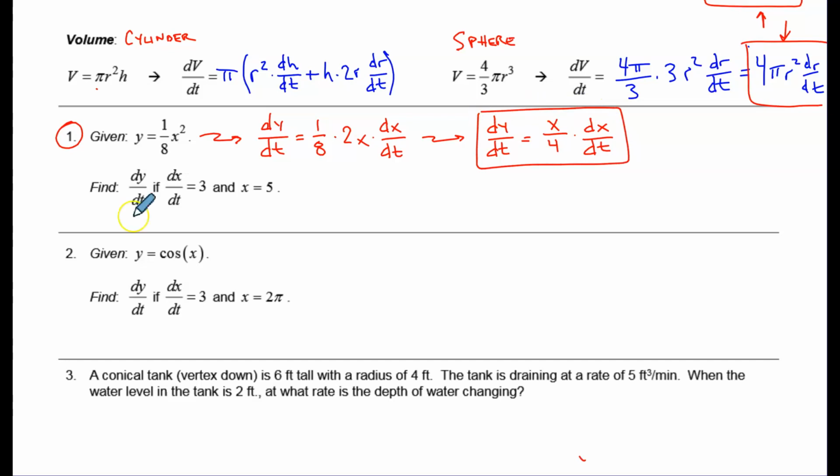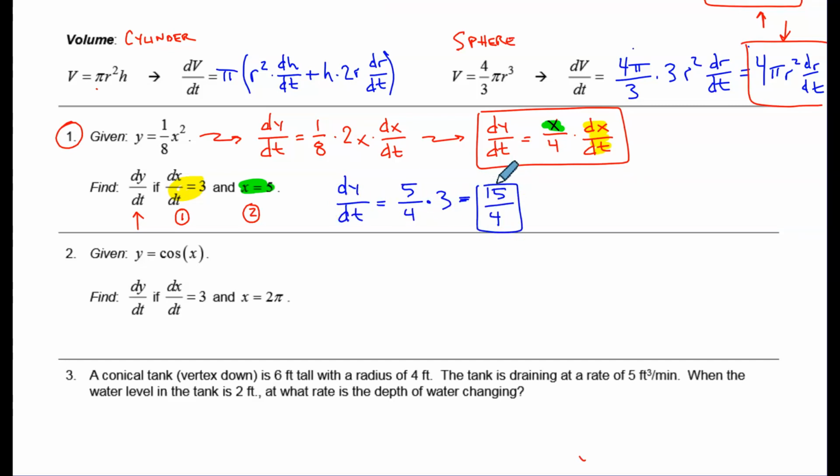Now we're asked to find that value if we know these other two pieces of information. First, we know that dx/dt equals 3, and second, we know that x equals 5. If we don't have those two pieces of information, we cannot answer the question about dy/dt, because dx/dt, well, that's one piece of information here, and then x equals 5, that's the other piece of information here. So in order to determine dy/dt, we have to have those two pieces of information on the right hand side of the equation. So let's go ahead and find that value right now.